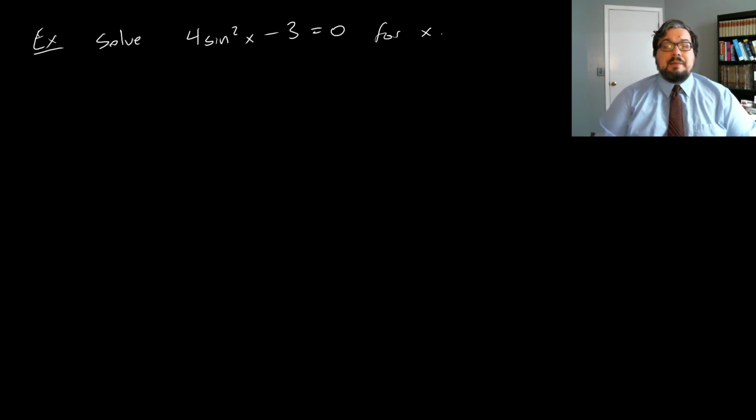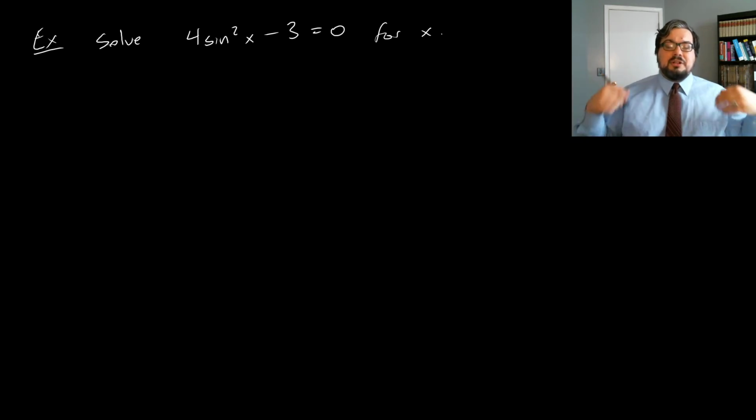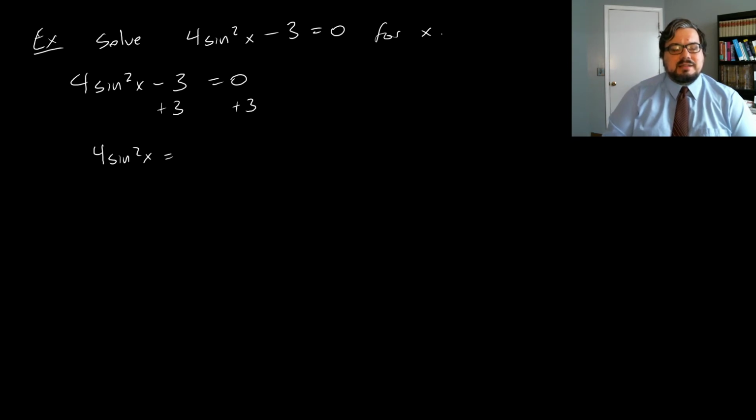Well, as I mentioned at the beginning, our main strategy is going to be turning equations into ones that look like the equations that we were just dealing with. That is, some trig function equals some number, so that we can then go build our triangles, find our reference angles, and move from there. So let's do that here. First, we're going to use algebra to isolate the sine squared term by itself. So we'll add 3 to both sides, get 4 sine squared x equals 3. Divide by 4, get sine squared x equals 3/4.